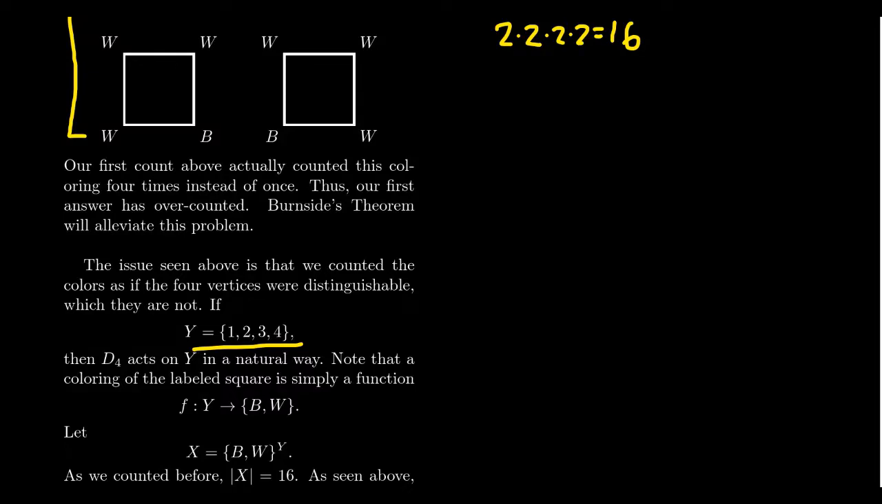We're not trying to count the orientations of the square. We're trying to count the colorings. A coloring of the square is a function from the set {1, 2, 3, 4} to the set {B, W}, where we can think of B as black and W as white.